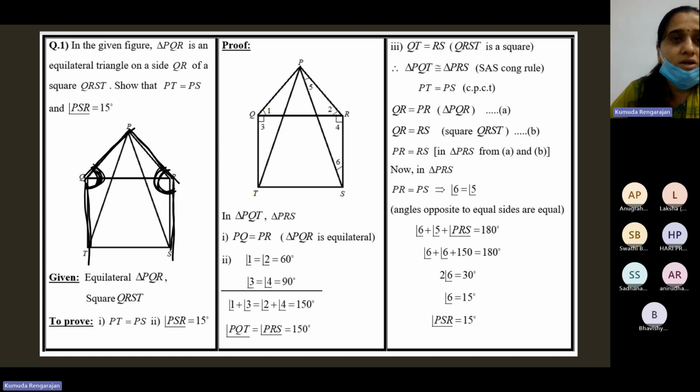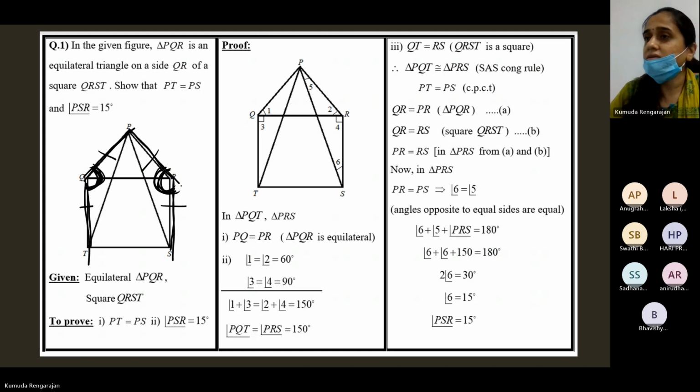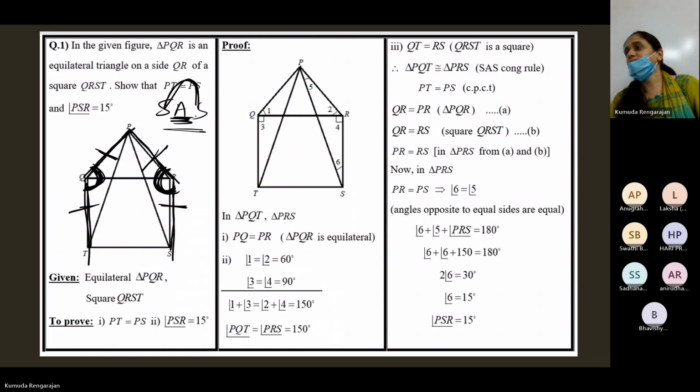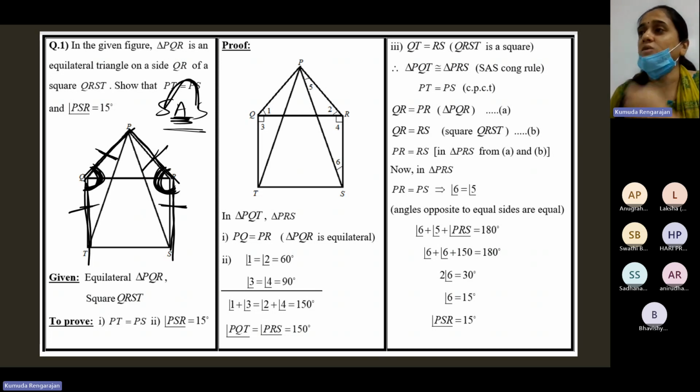So which means it is two sides and the included angle. See here, these two sides contain this angle and these two sides contain this angle. For this angle, these are the two arms, and for this angle, these are the two arms, which means the rule is SAS. Two sides and the included angle. When can you use this? When these two sides are the arms of the included angle. So by SAS congruence criterion, the two triangles are congruent to each other.